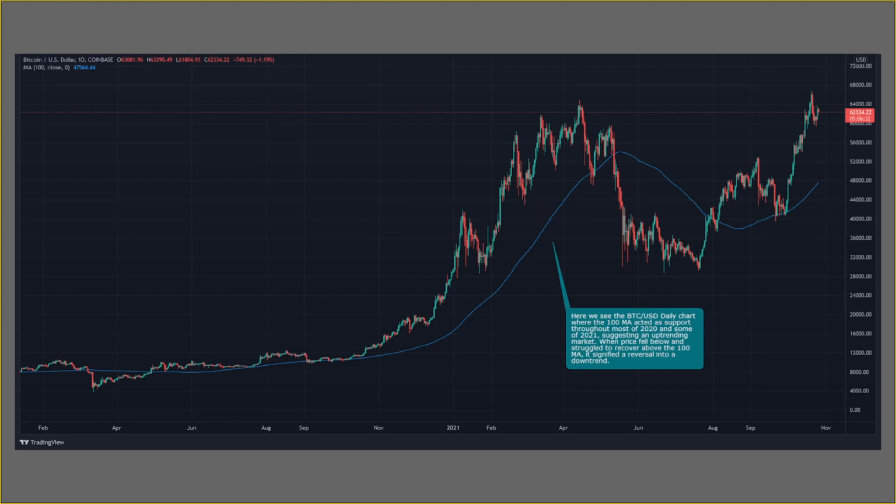So here's an example. This is Bitcoin to the US dollar. This is the daily chart, and this is the moving average 100. This is particularly focusing from February 2021 up into November. And here we see the Bitcoin US daily chart, where the 100 MA acted as support throughout most of 2020 and some of 2021, suggesting an uptrending market. So let's take a look. So here, particularly, this is February 2020, I should say. I apologize about that. Here's our daily, our 100-day moving average.